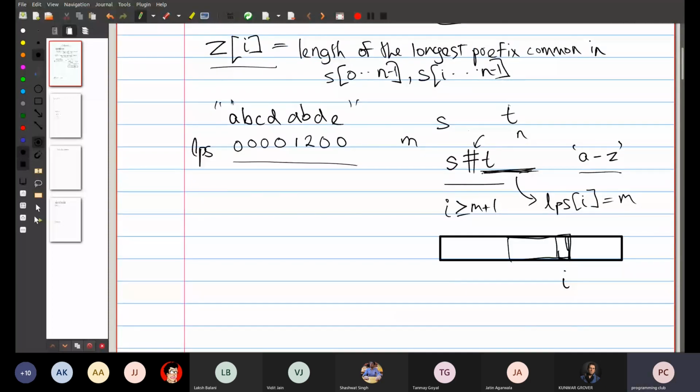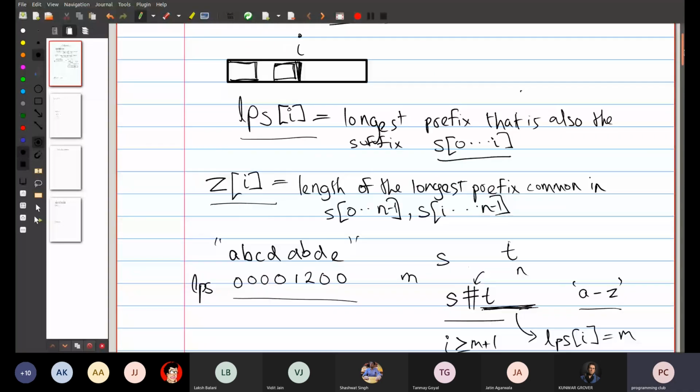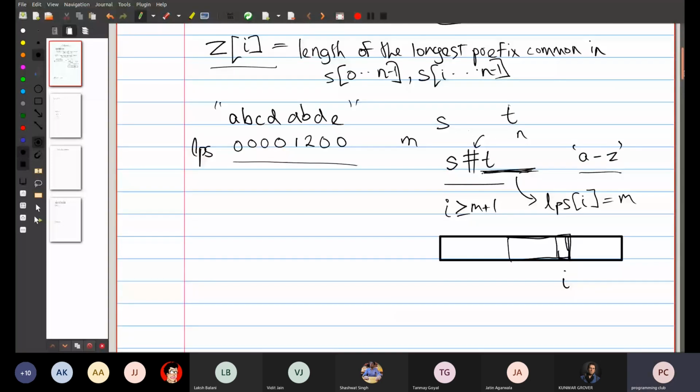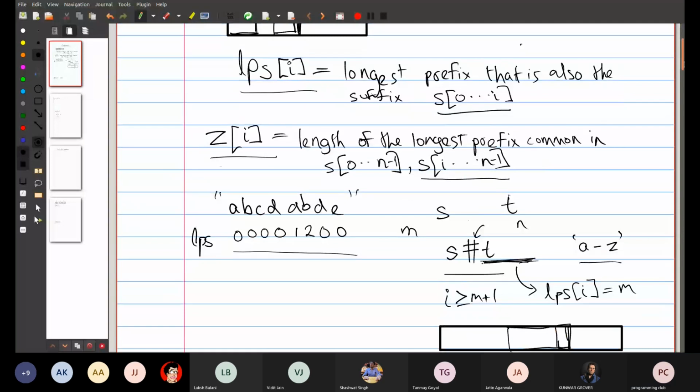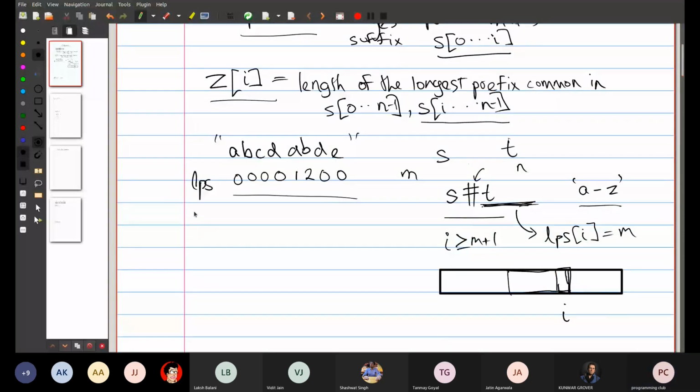So now let's talk about the Z array. Z[i] is the length of the longest prefix common between the entire string and the suffix string starting at the ith position inclusive. What the Z array would look like is: the first value of the Z array is undefined, since it doesn't make sense to find the longest prefix starting here. So the zeroth position is not defined.